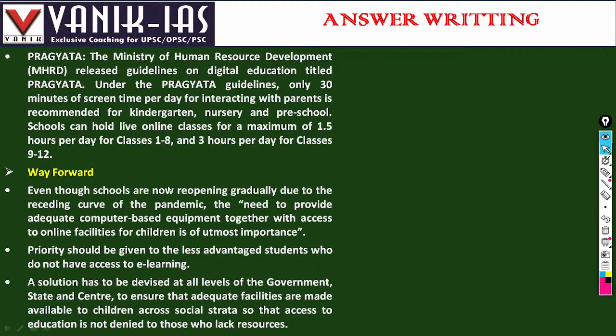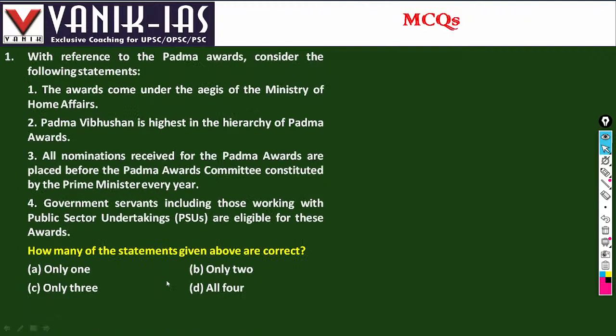Even though schools are now reopening gradually due to the receding curve of the pandemic, the need to provide adequate computer-based equipment together with access to online facilities for children is of utmost importance. A solution has to be devised at all levels of the government, state and center, to ensure that adequate facilities are made available to children across social strata so that access to education is not denied to those who lack resources. Then coming to the MCQs.